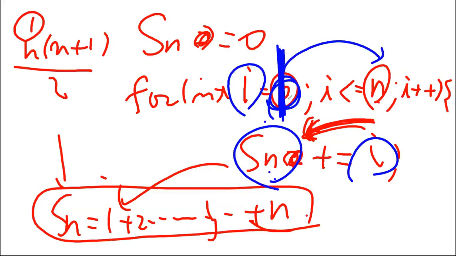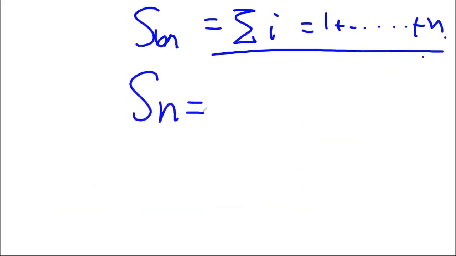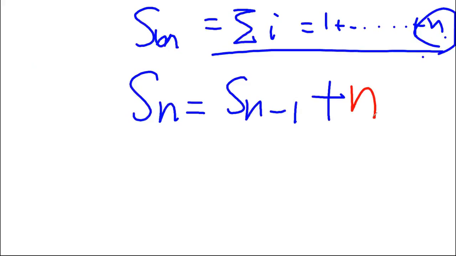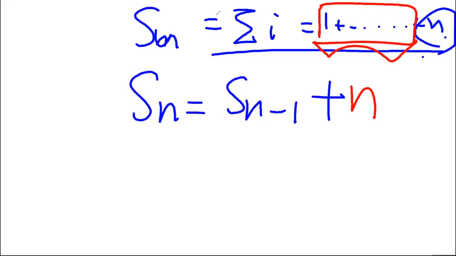Okay. Now, let's think about this. Sn is also a sequence. Sn is the summation of i equals 1 plus and so on, plus n. So Sn equals Sn minus 1 plus this guy n, right? Is that true? Yes or no? Your summation up to here, that's Sn minus 1, right? So that's true. This recursive formula you already found is a recursive formula. This one is your recursive formula already.